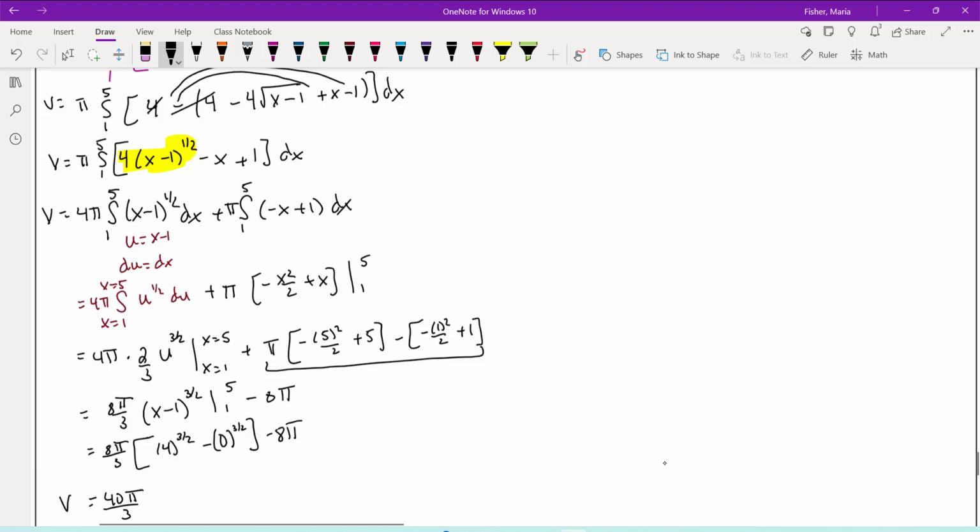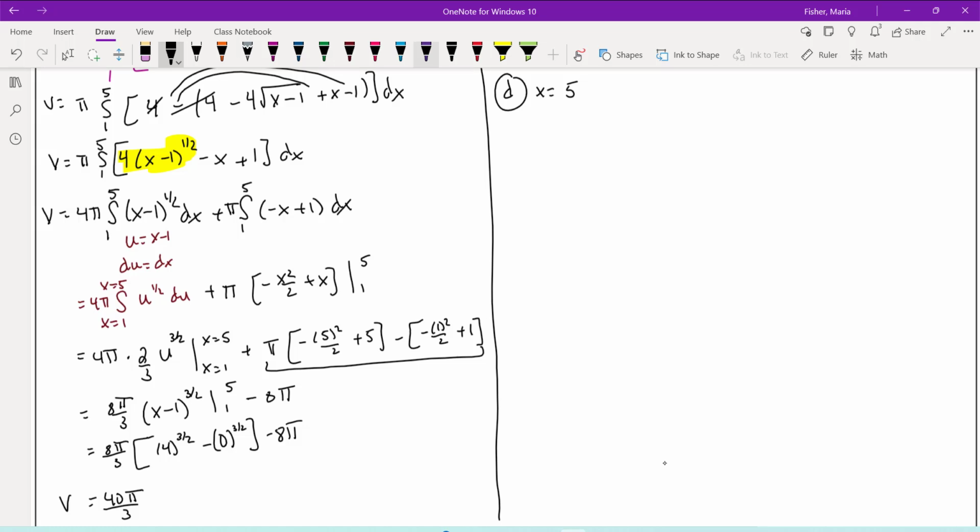Our last and final one, Part D. Well, Part D is asking us to rotate this about the line x equal 5. So we need it about the line x equal 5. Well, x equal 5 is vertical. Since it's vertical, we know we have to integrate with respect to y.